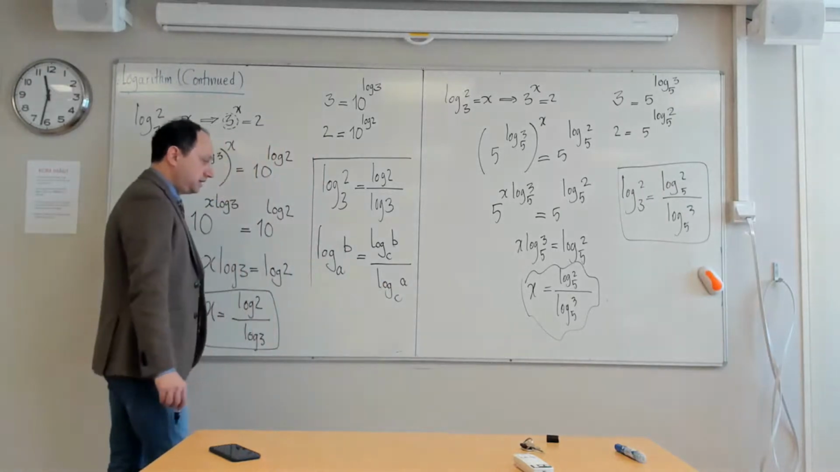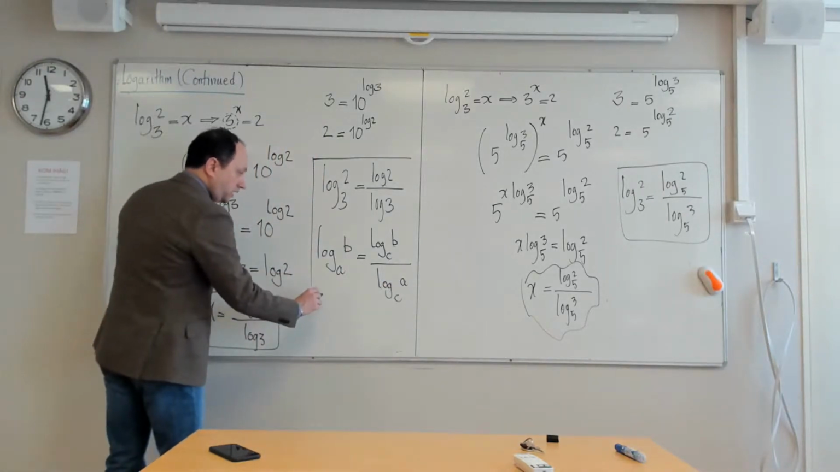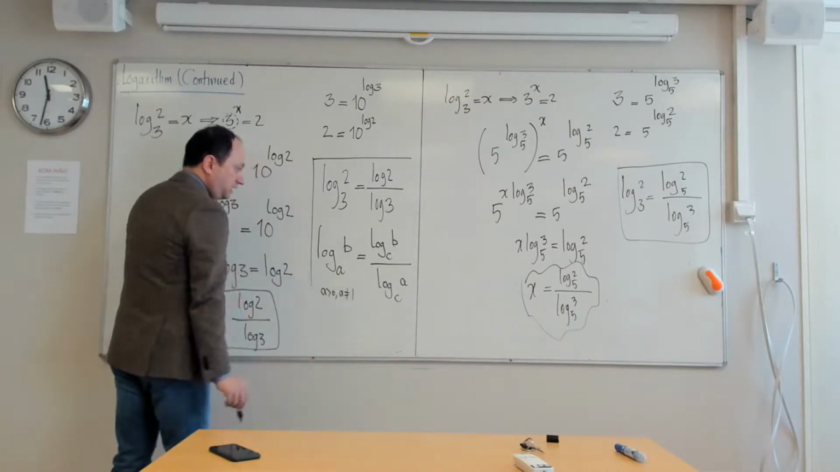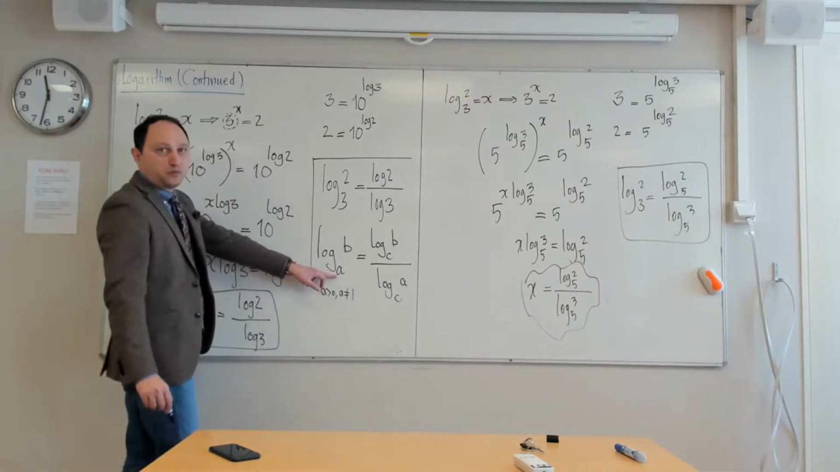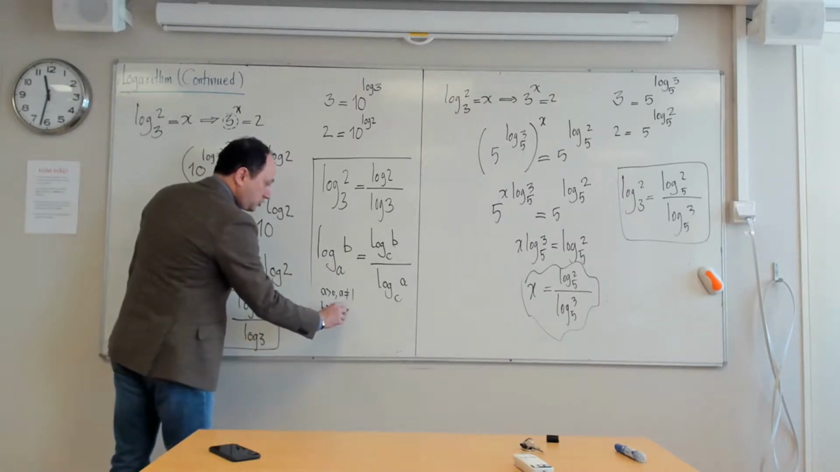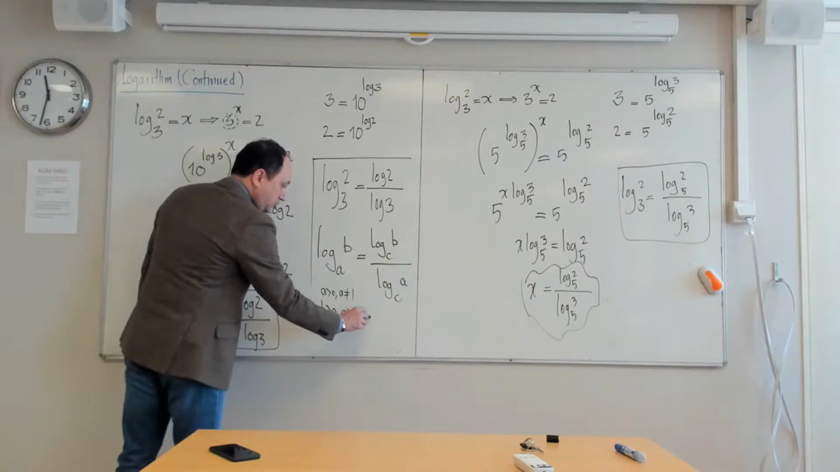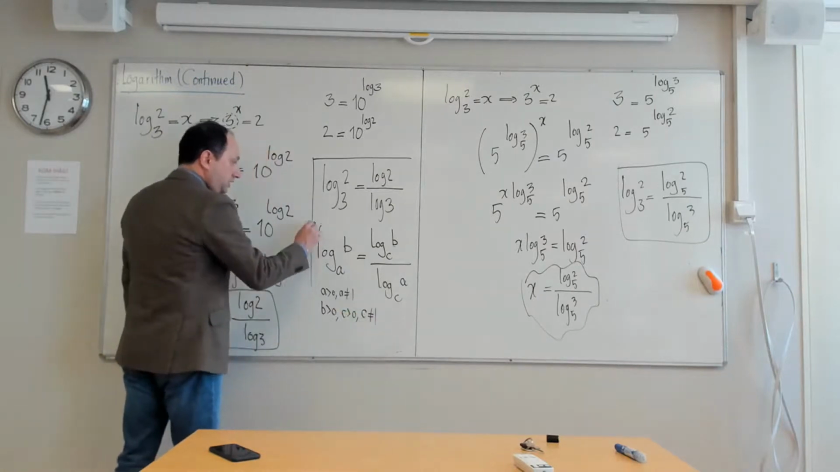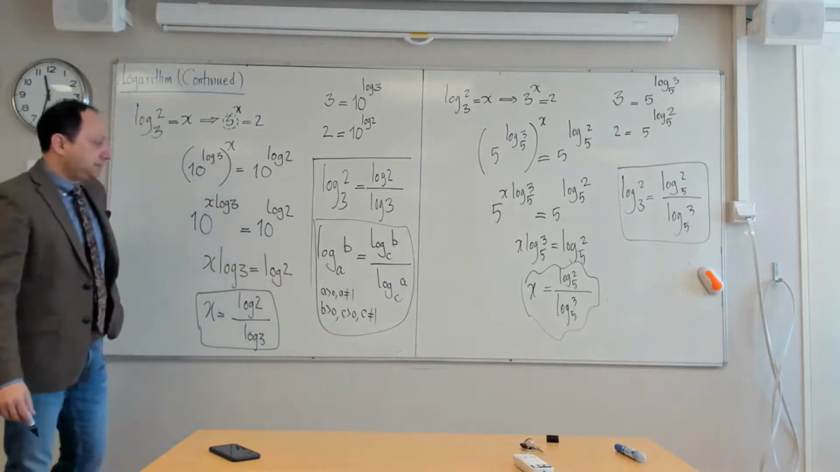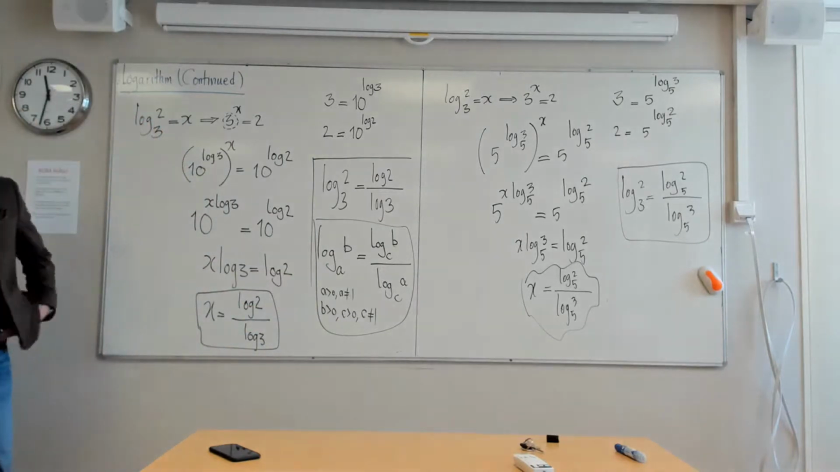Of course, for this formula to work, a should be positive, a should not be equal to 1, because a appears somewhere in the base. b should be positive, c should be positive, c should not be equal to 1. So under these conditions, you can write this. And that is the change of base formula for logarithms.